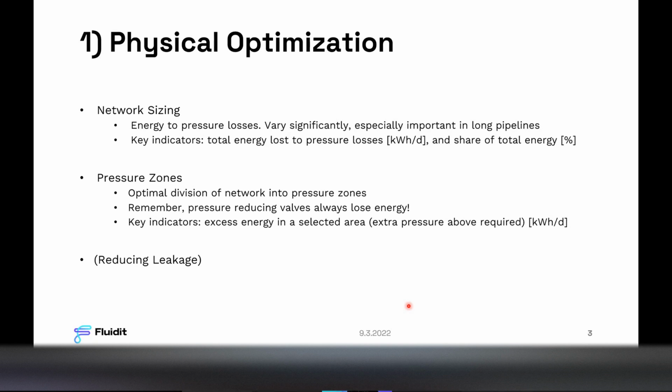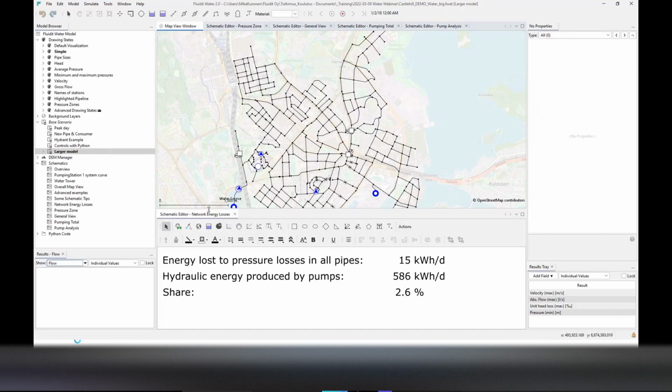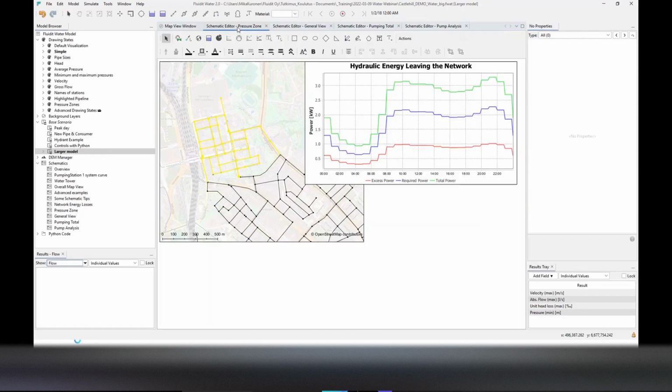Key indicator, I wanted to pick up a result a bit different from just looking at pressures and things like that in your pressure zones, is how much energy is actually being used in some part of your network. How much hydraulic energy is leaving your network, and especially how much of that is extra. How much of that is above what would be required. Again, let me show you a bit more here on the software side. I drew this in a time series because I think it's maybe easier to comprehend.